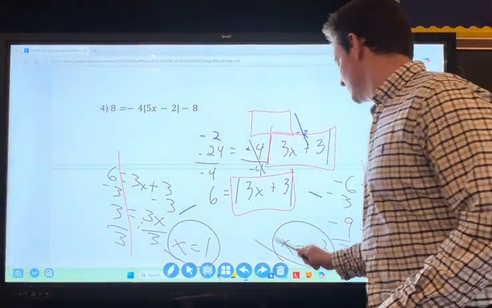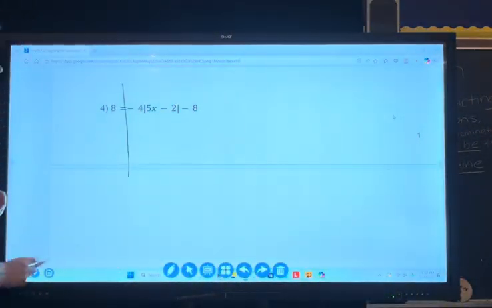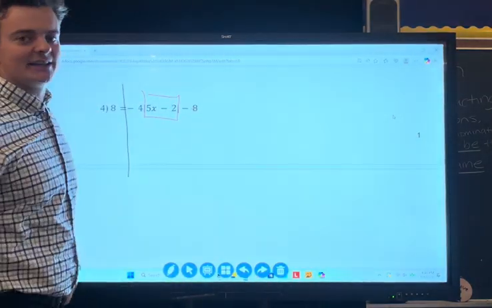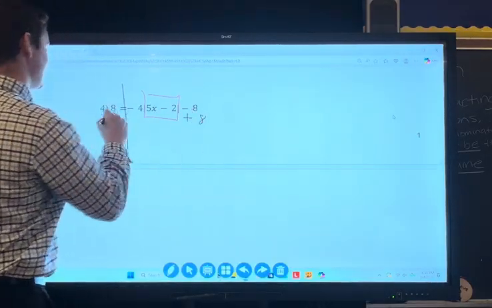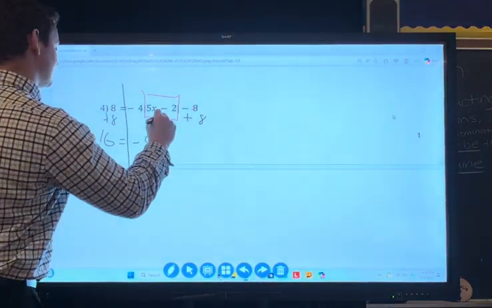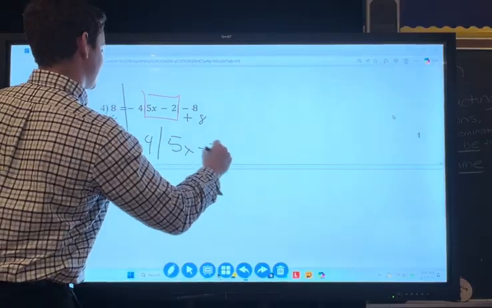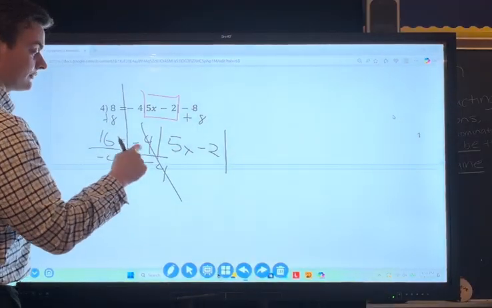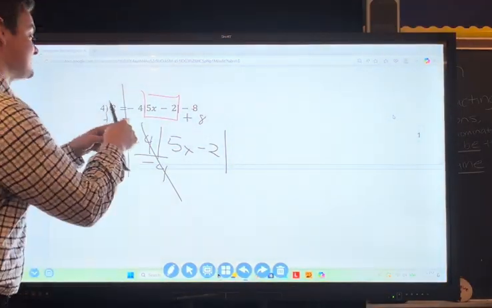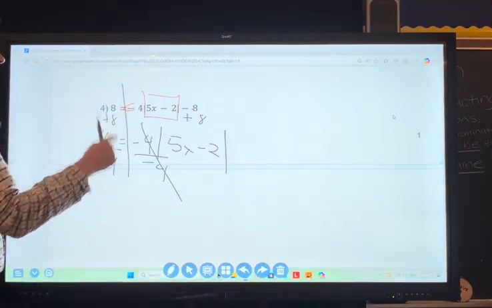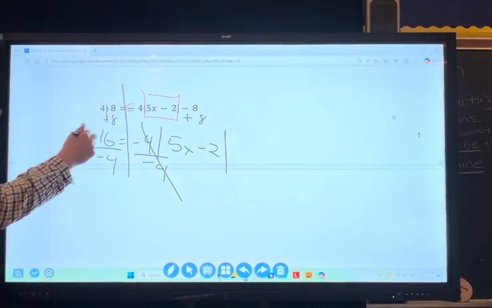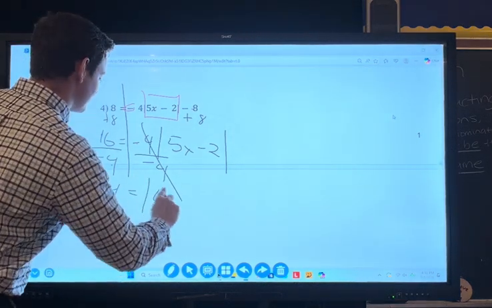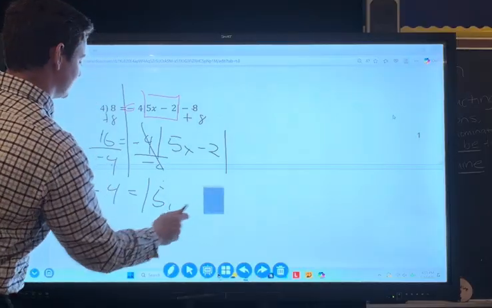Number 4, same exact game plan. Get my absolute value box by itself. There's a minus 8 next to it. To get rid of that minus 8, I add 8. Add 8. 16 equals negative 4 times the absolute value of 5x minus 2. I divide this by negative 4. Divide this by negative 4. Very important to divide by exactly what that number is. Since it's a negative 4 in front, I divide by negative 4. 16 divided by negative 4, that is negative 4 equals the absolute value of 5x minus 2.